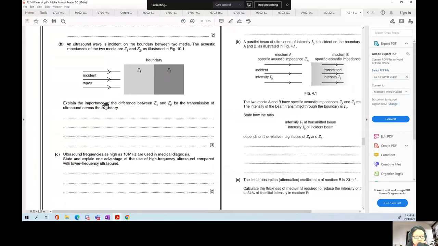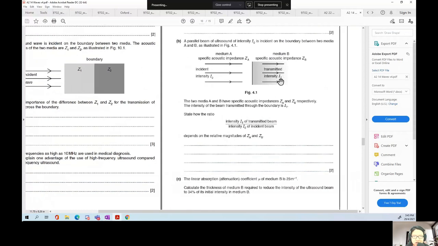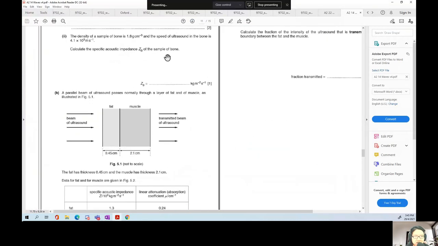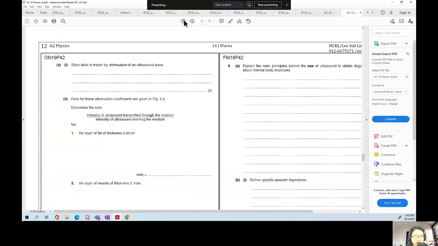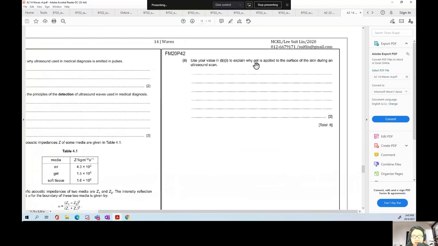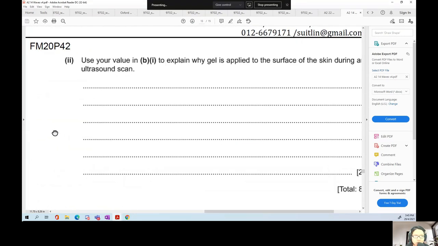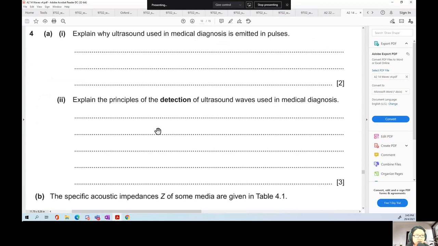They always talk about the difference between Z1 and Z2, intensity of incident to transmitted. This one got asked many times already. And then sometimes they will ask you, now use your value to explain why gel is applied. Why we use gel.